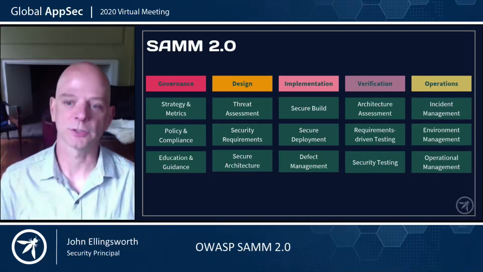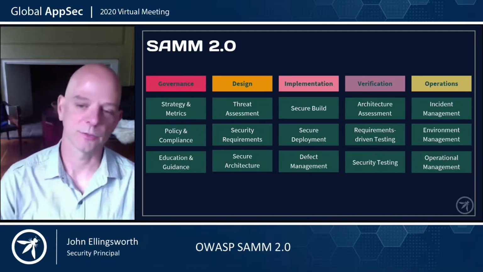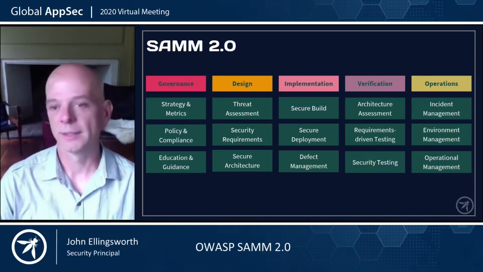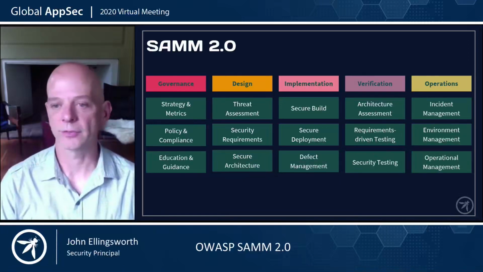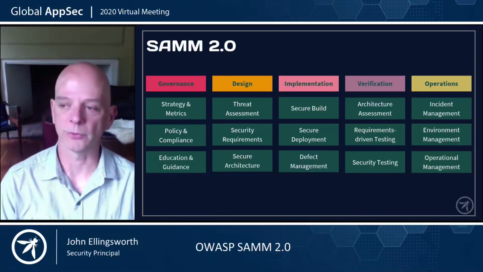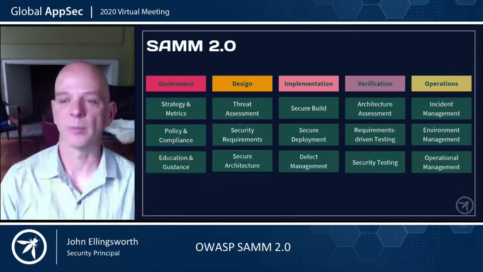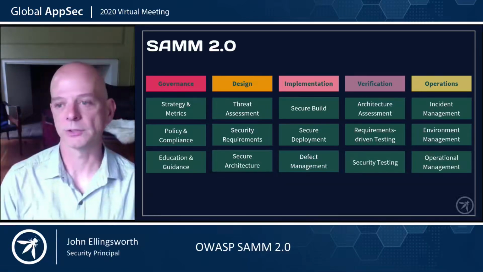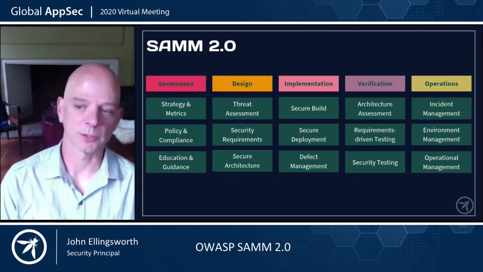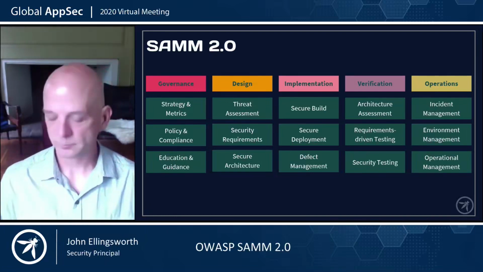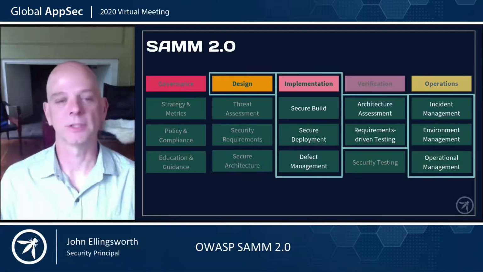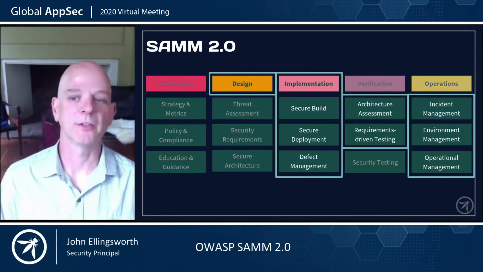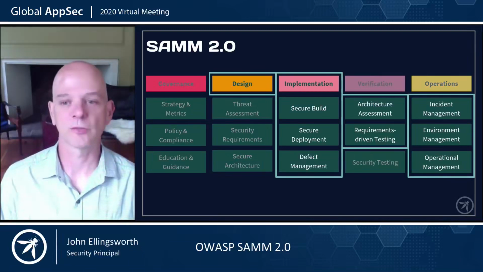Verification, we have architecture assessment, requirements-driven testing, and security testing. This is where your pen testing may take place. You may have DAST or SAST tools in place that you might be using to validate development practices. And then operations, we have incident management, environment management, and operational management. So let's take a look at these in a little more detail. Actually, these are the areas that are new within the 2.0 framework. So let's take a look at those in more detail.